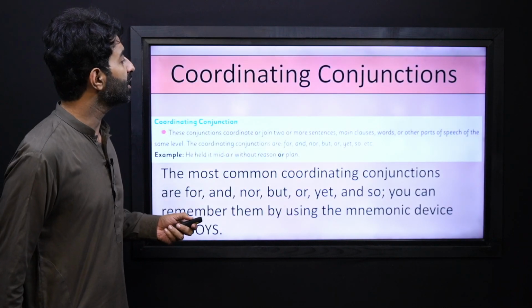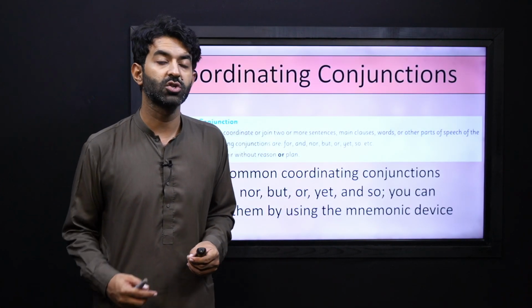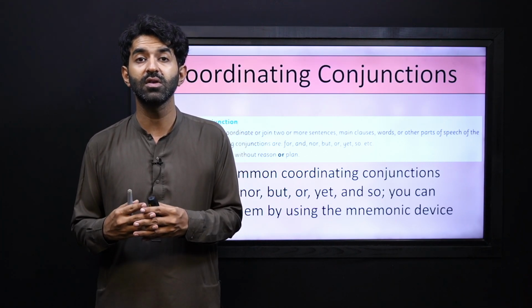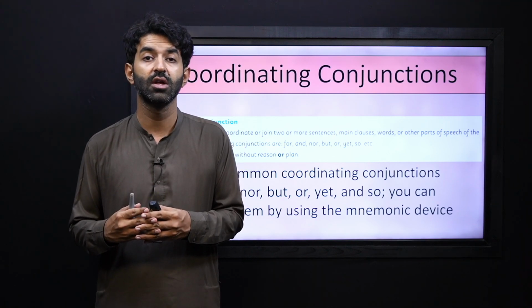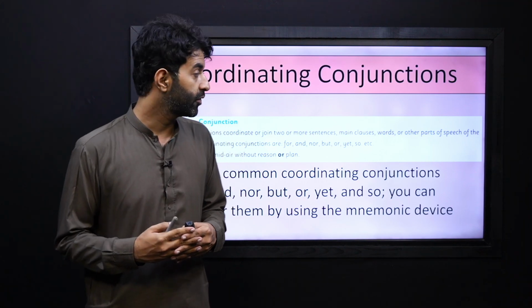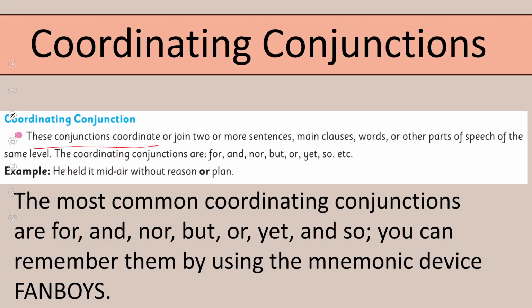And now let's talk about another type of conjunction, which is coordinating. Yes, they coordinate. These are the connectors, the conjunctions that link two things together. These conjunctions coordinate. They help each other or join two or more sentences. They can also connect main clauses, words, or other parts of speech of the same level. Yes, it has to be on the same level in parts of speech.